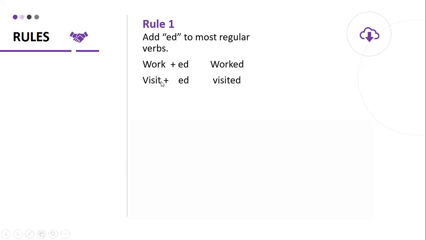Okay? Visit and work are present, worked and visited are in past, right? Rule number one, right? We can say they are like 90% of the verbs, right? Este es el 90% aproximadamente de los verbos regulares en inglés. Son así de sencillo. Solo le agregamos ED. Simple, sencillamente, ¿ok? Rule number two.